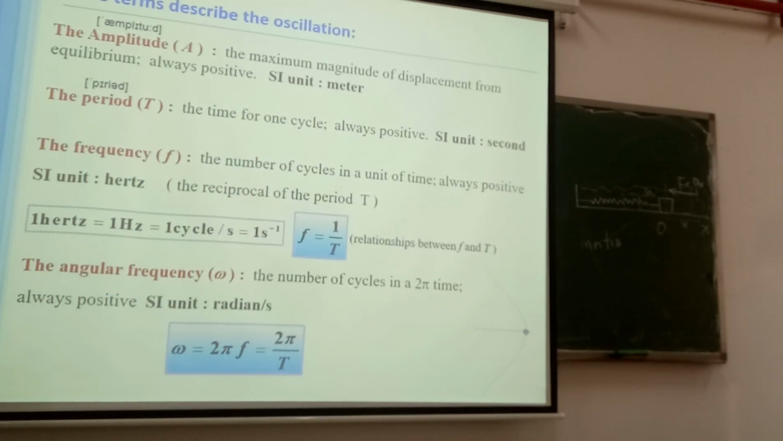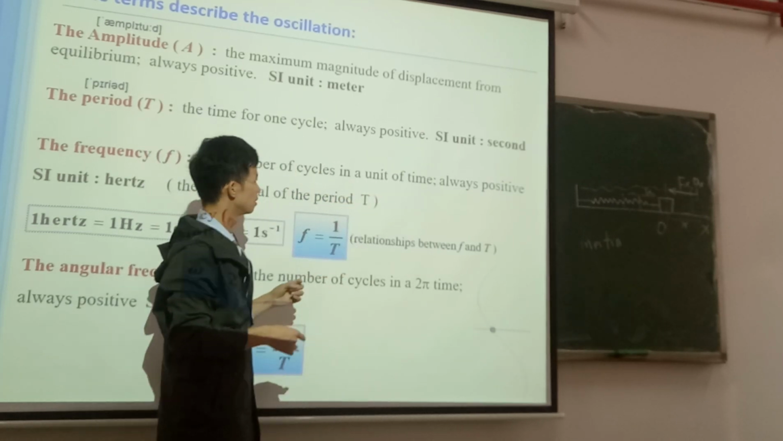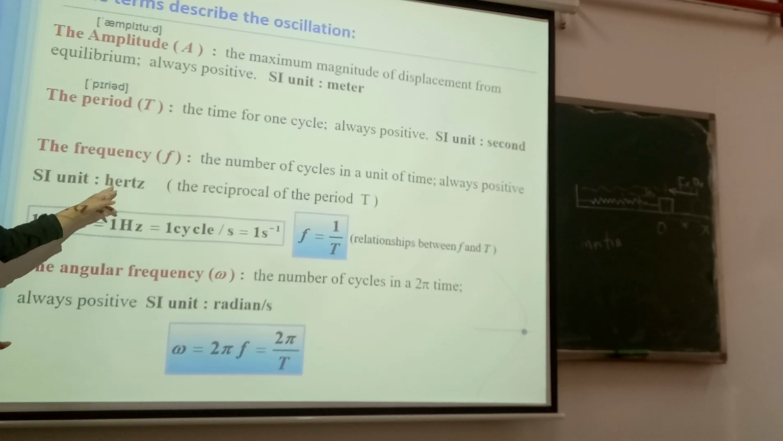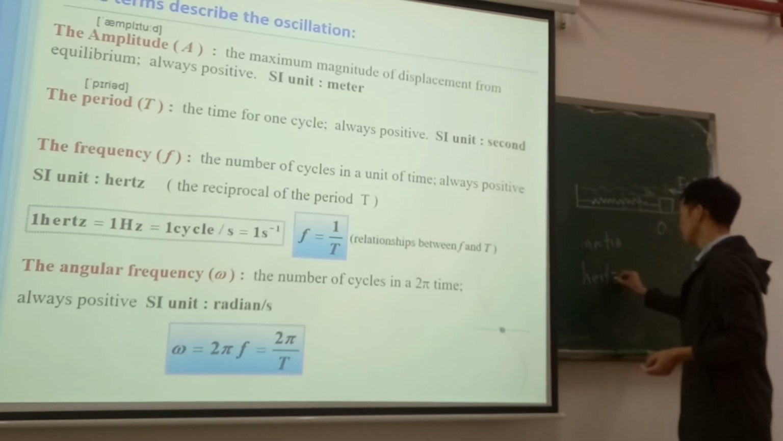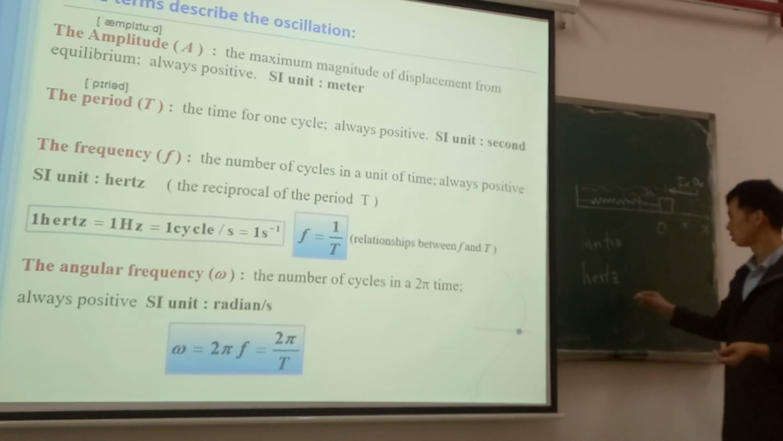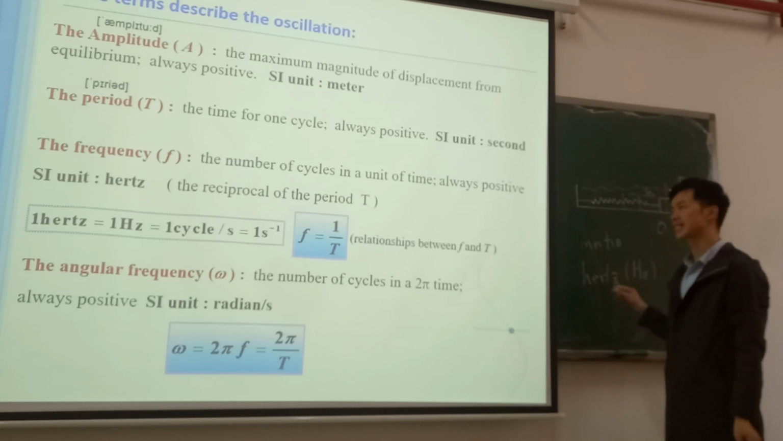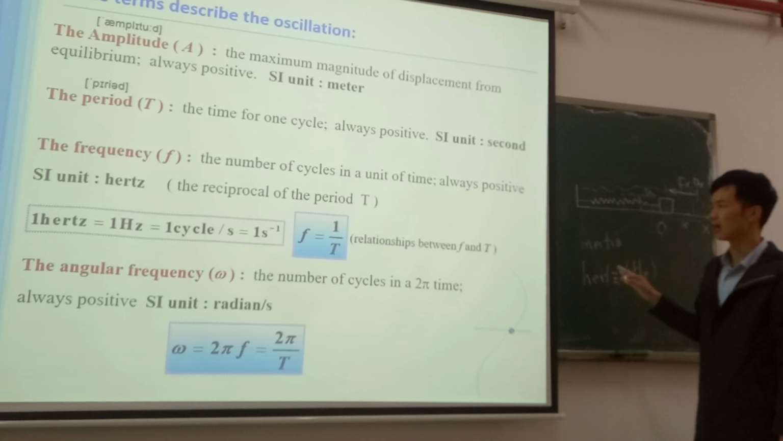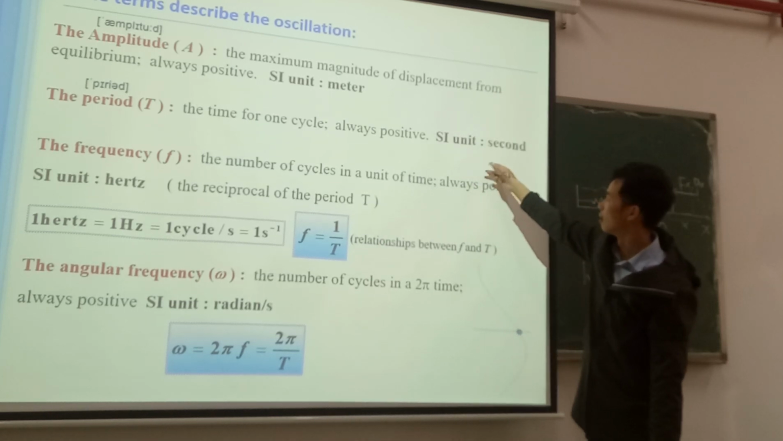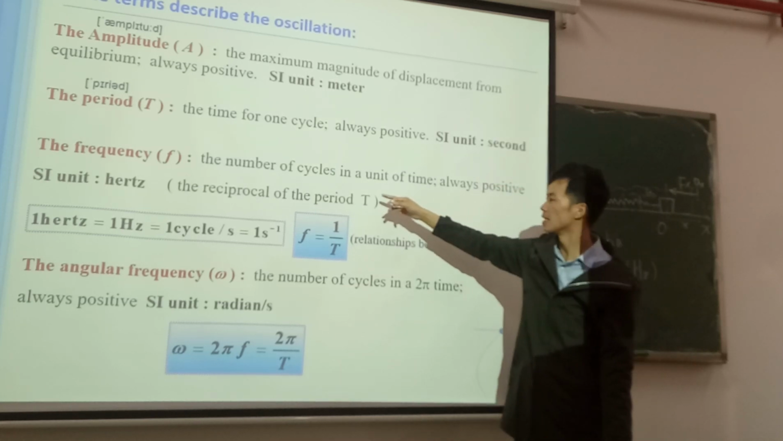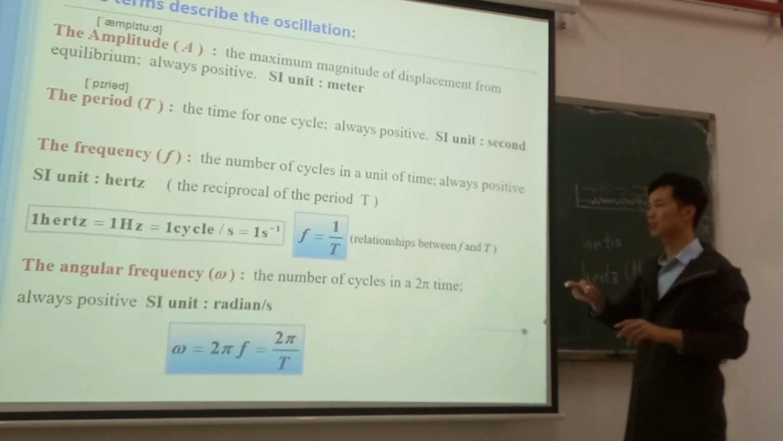And the third one is the frequency. The frequency is the number of cycles in a unit of time, and it's always positive. The unit of frequency is hertz, and we can write it as Hz. It is the number of cycles in a unit of time. The unit of time is 1 second, so it is the number of cycles in 1 second. It is the frequency, and it is always positive.